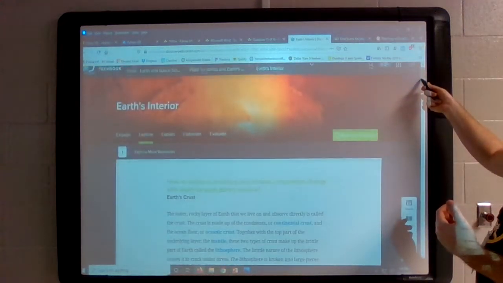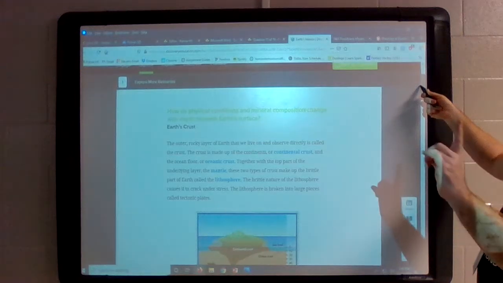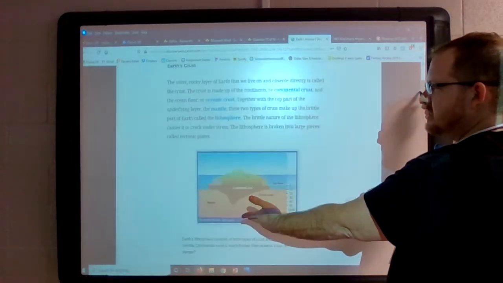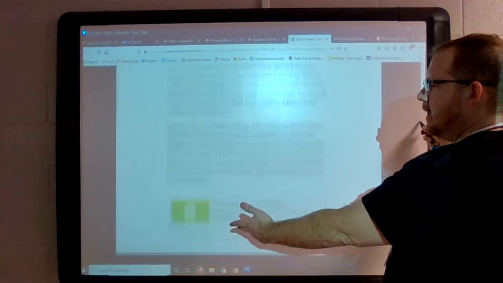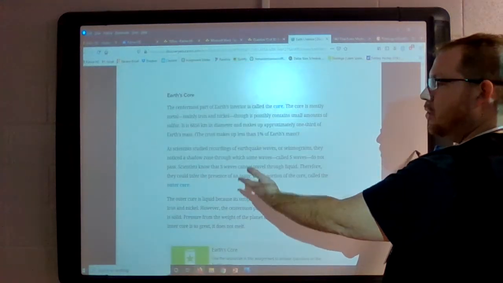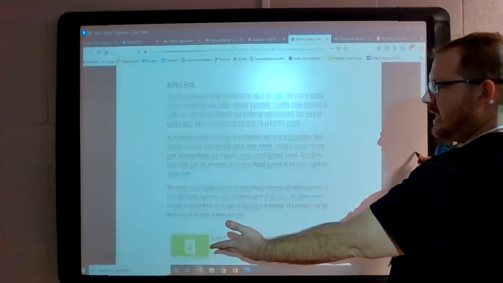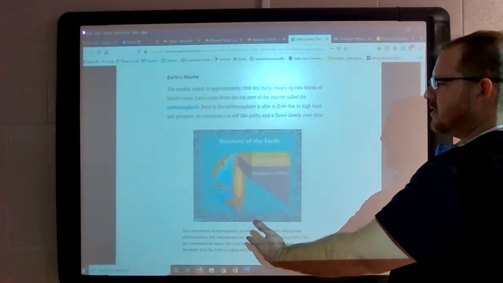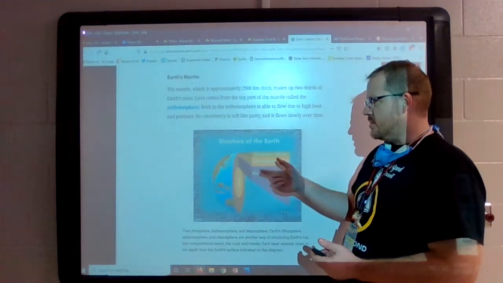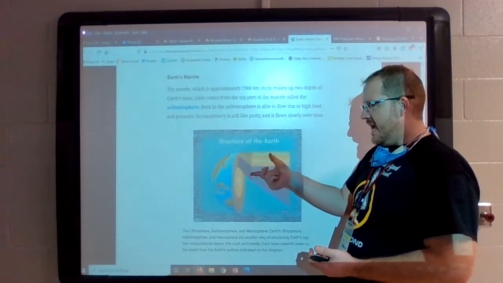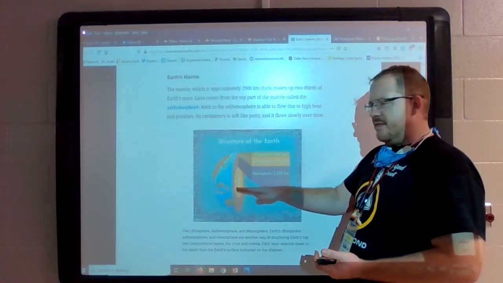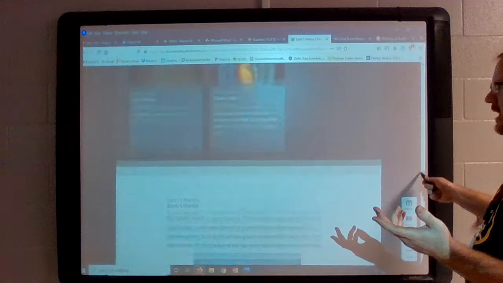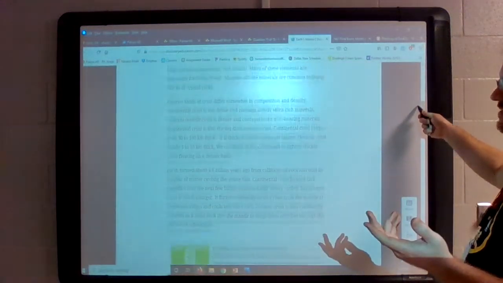Here is the reading. It's Earth's interior, and there's really only one page and three different sections. You have a section for the Earth's crust, which is the outermost layer. You have a section for the Earth's core, which is the innermost layers, the outer core and the inner core. And then in between the core and the crust, you have the mantle. And so the crust is on the very top, the mantle is just below that, and then the core is inside of that.